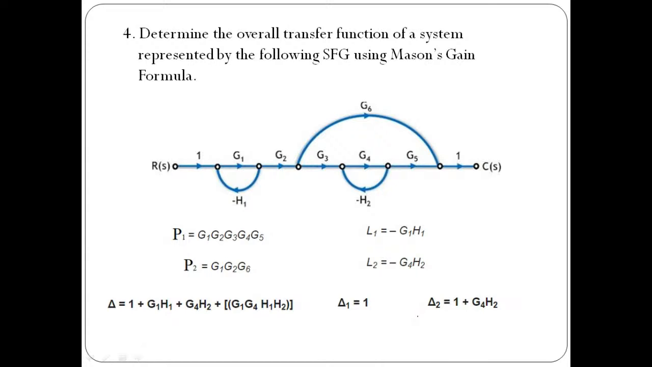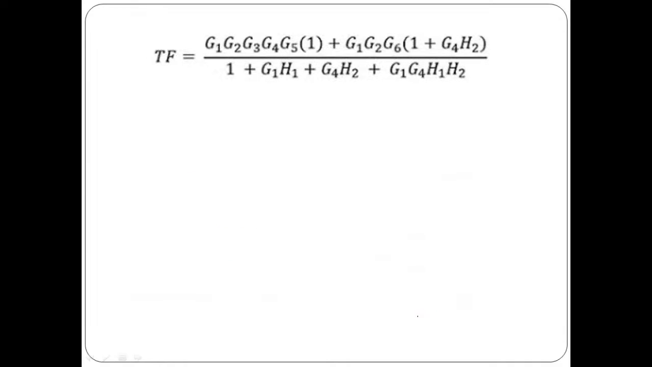So all these values are known to you: P1, P2, L1, L2, delta, delta 1, delta 2. Club them and put them into one formula, that is Mason's gain formula, to find its transfer function. So check whether you are getting these values or not. Take this as homework. Finally, if you club them, you will get this as the final answer. The transfer function is going to be like this.